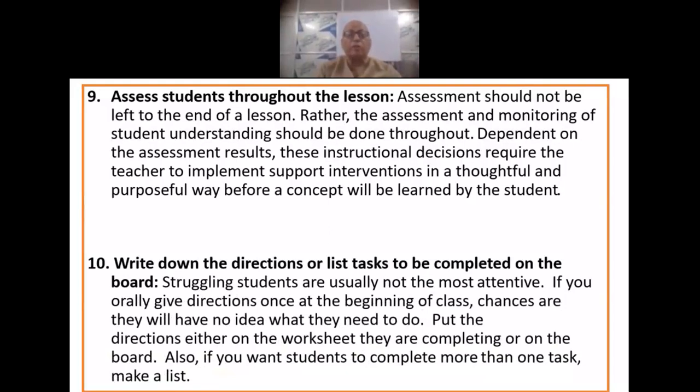The next one, teachers, is write down directions or tasks to be completed on the board. For underachievers, many times they are visual learners, and so you need to put on the board what they should be doing. When they are clear what they should be doing and you put the direction there, you have more chances to succeed.